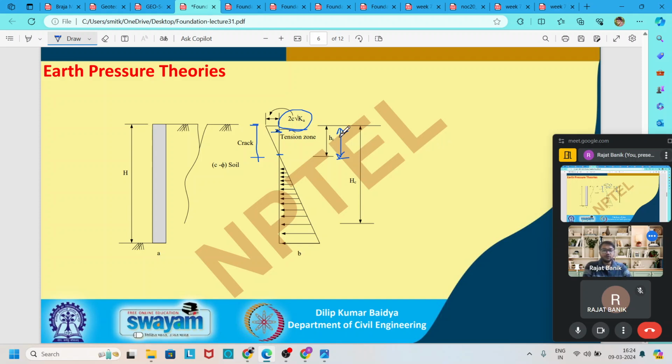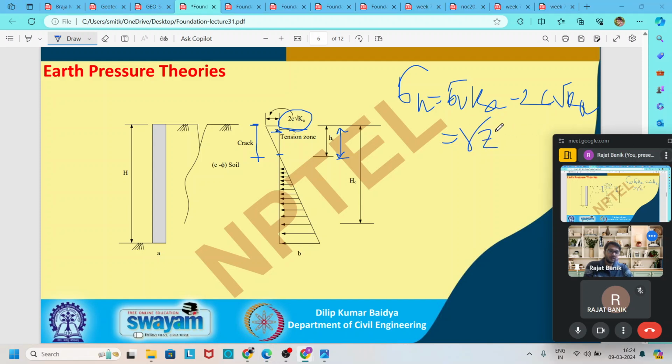So if we put sigma h, we know sigma h at any depth is equal to sigma v Ka minus 2c root over K, or sigma v, if you again write sigma z, gamma z Ka minus 2c root over K. We know that at a distance where the stress is zero, this distance from the surface is known as the crack zone. So we put sigma h equal to 0.